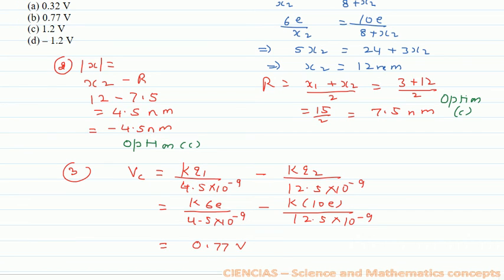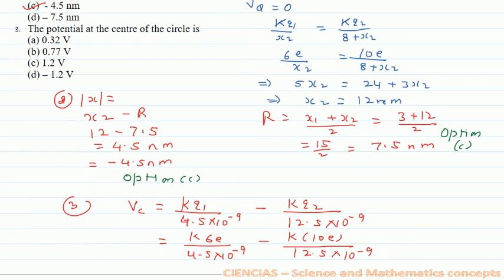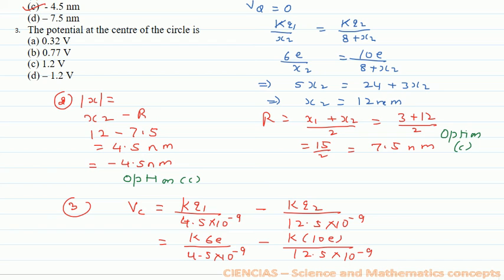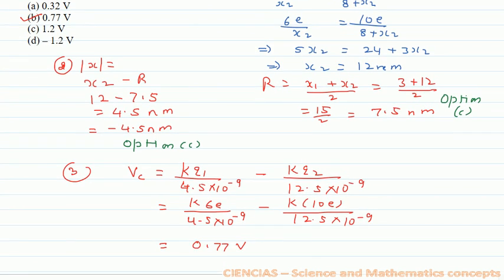So in the options, we see that in question number 3, 0.77 volt is option B. So here option B is the correct answer.